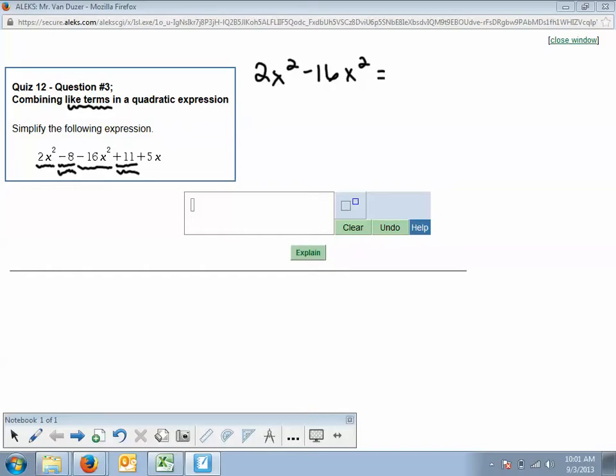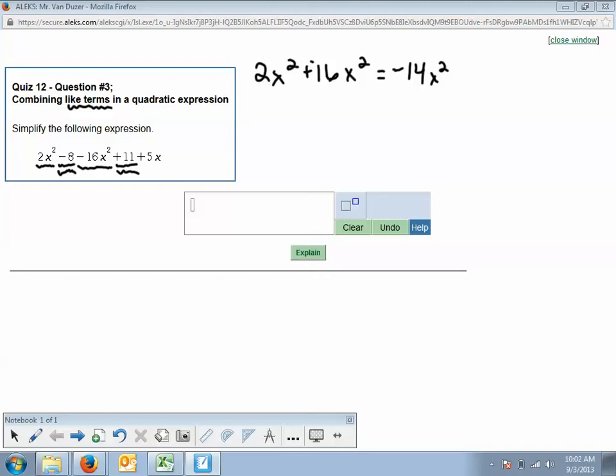When we take a 2 minus a 16, it's the same as saying 2 plus a negative 16, and when we add those together, we get a negative 14. Here's what we need to remember as well: when we're adding or subtracting, the number is going to change. But combining like terms is just like saying we have two x squared terms and we're taking away 16 x squared terms. So in the end we have negative 14x squared terms.